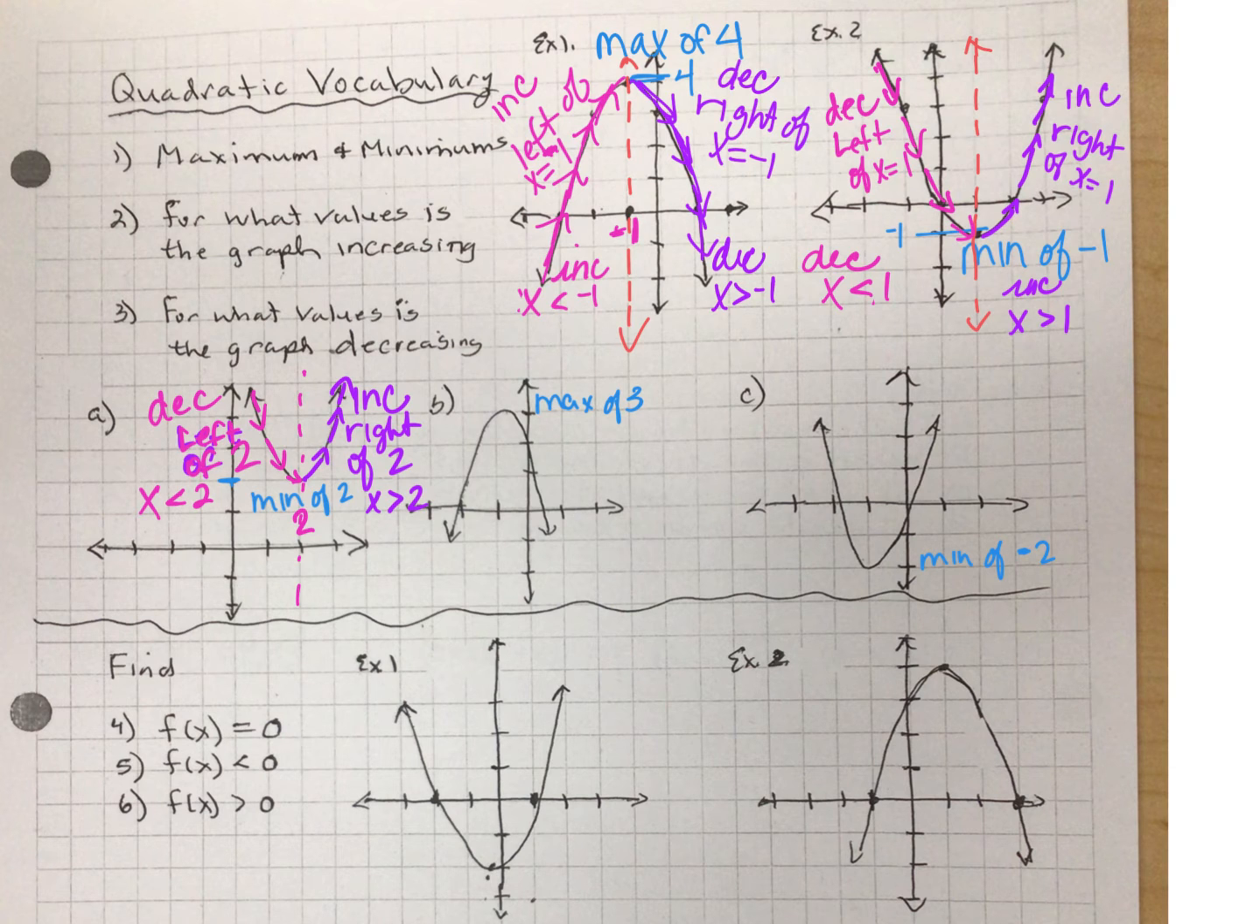Okay, you want to try B? So for B, my axis of symmetry, we're going to say, is at negative 1/2. It's not exact, but that's close enough. On the left of negative 1/2, what is it doing? Increasing. And to the right of negative 1/2, the graph is decreasing. And so that's x is greater than negative 1/2, and x is less than negative 1/2. Questions?